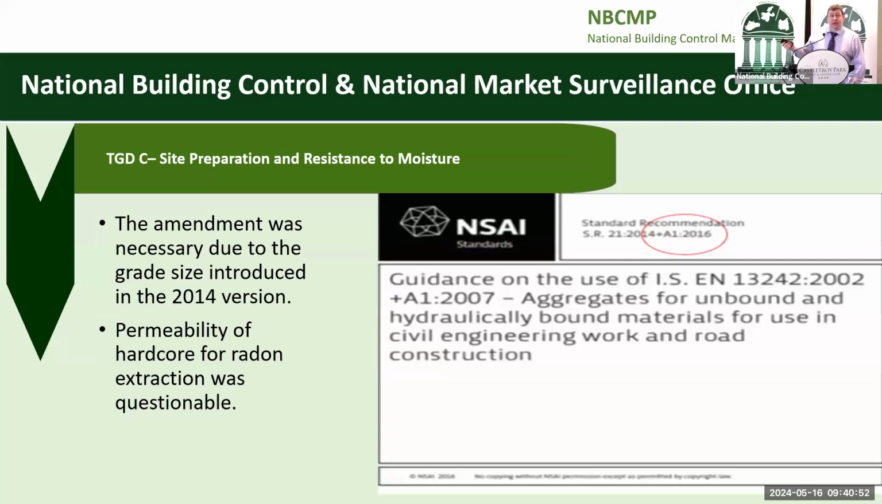And how does this kind of affect us? Because the aggregate for under-the-floor fill is covered under EN 13242, which is a harmonised standard. Our national provisions are SR21, which are unique to Ireland, out of the 27 member states that are part of the EU. And we have specific requirements here.